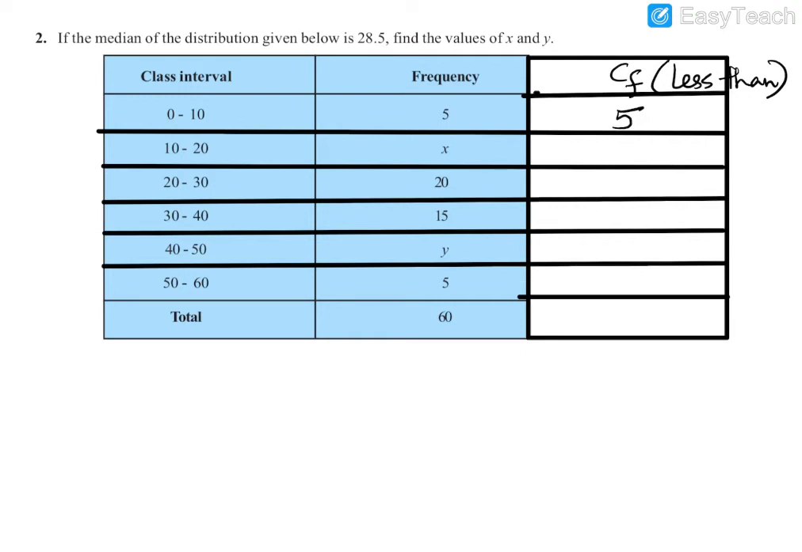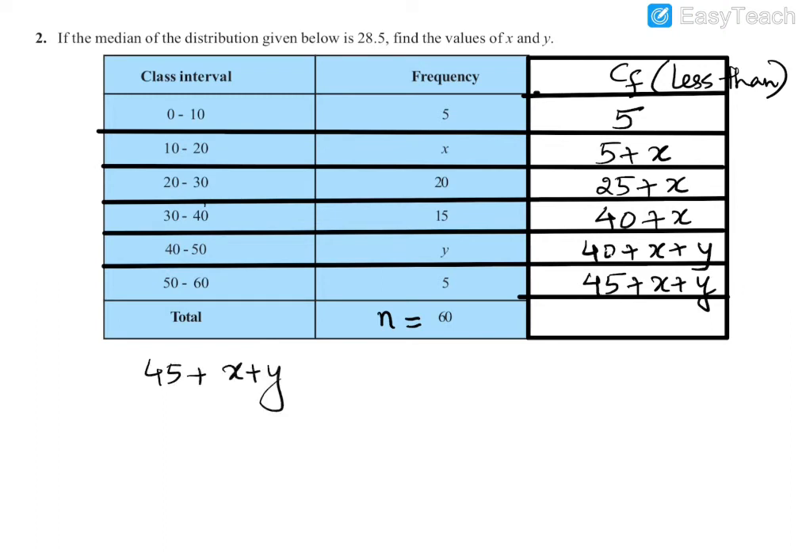Cumulative frequency for less than 20 will be 5 plus x. Similarly, 5 plus x plus 20 will be the next cumulative frequency, so that is 25 plus x, then 40 plus x, 40 plus x plus y, and the last cumulative frequency will be 45 plus x plus y. The total number of frequency is given as 60. So n is equal to 60. So we have 45 plus x plus y equal to 60.